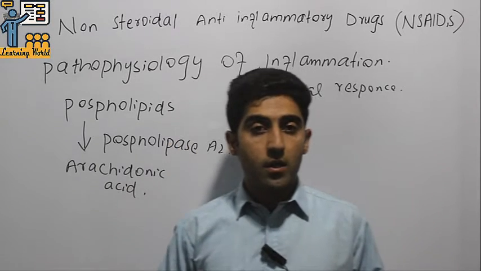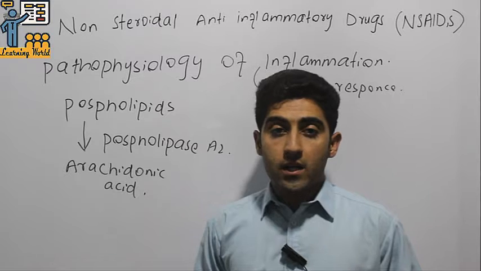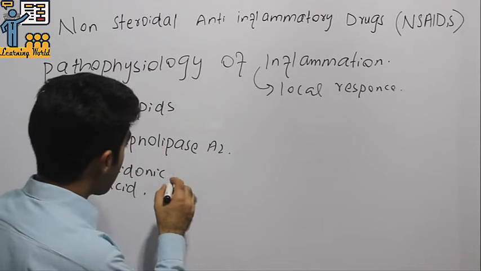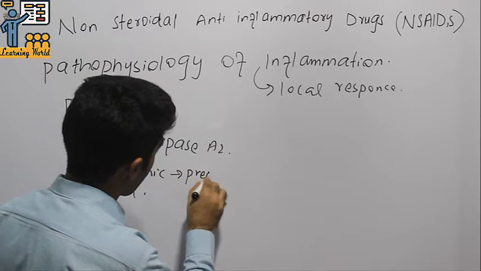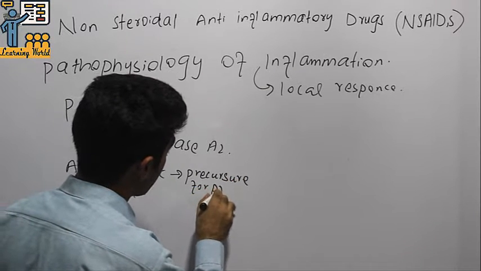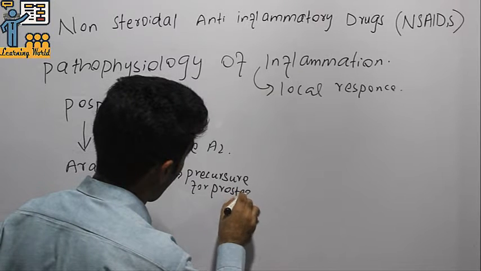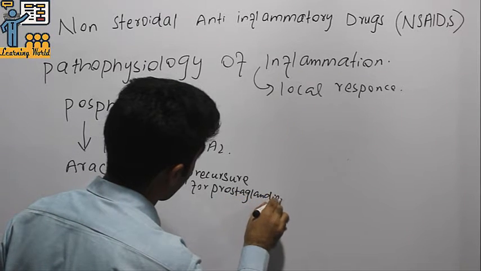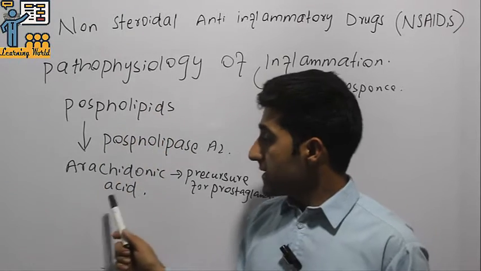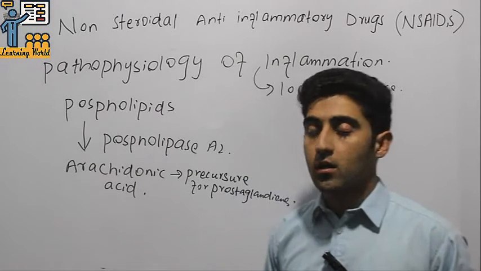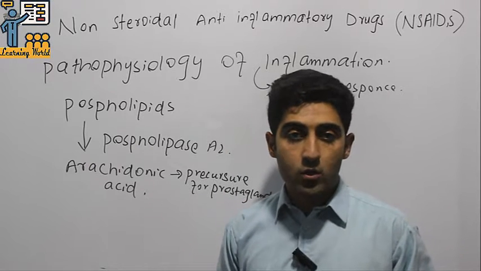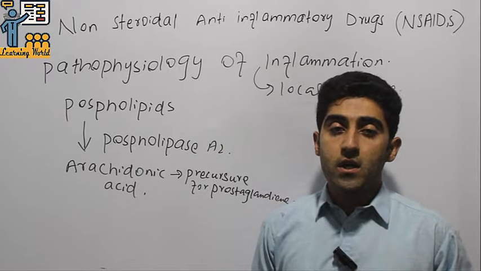Actually, arachidonic acid is the main precursor for the prostaglandins, and prostaglandins are mainly responsible for the process of inflammation. This arachidonic acid will produce different types of prostaglandins in the presence of two types of enzyme, cyclooxygenase 1 and cyclooxygenase 2.